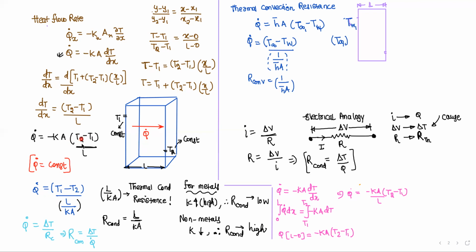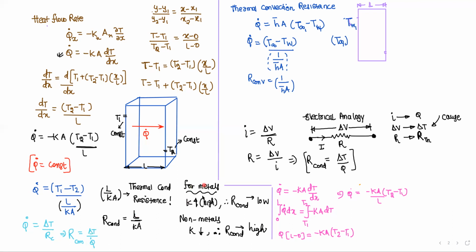If we take negative sign common, it will become T1 minus T2, divided by L by Ka, and L by Ka represents the thermal conduction resistance. R conduction we can write as L by Ka. So we can write q dot is equal to the temperature difference divided by the thermal conduction resistance, or R conduction we can write as delta T by Q.